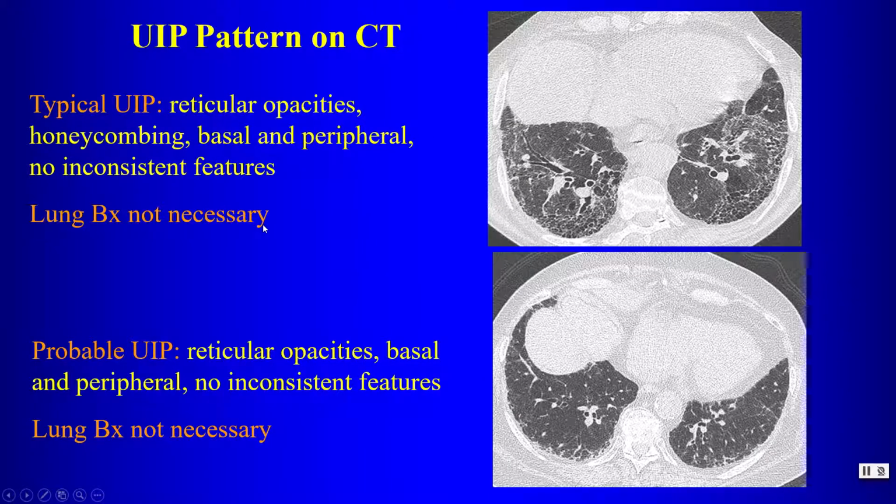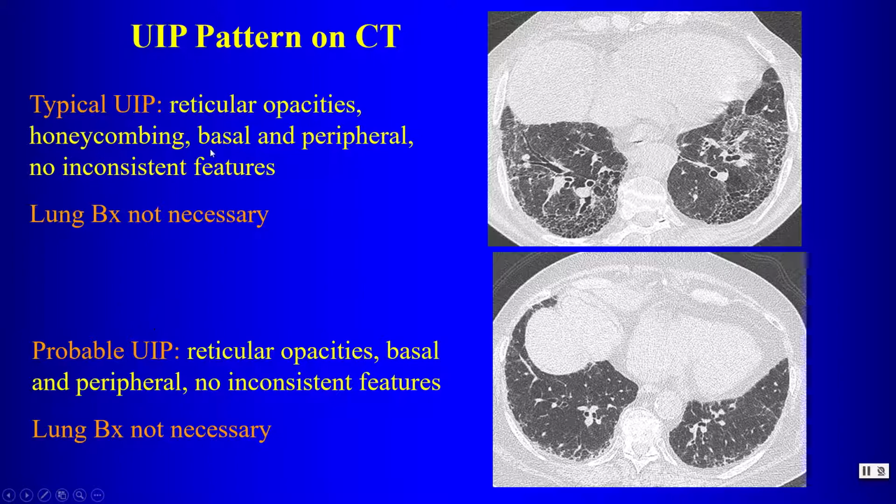So when we're looking at CT scan, we want to decide, do we think this is typical or probable UIP? What makes it typical UIP? For a typical UIP pattern, we look for reticular opacities, honeycombing, basal and peripheral distribution of disease, and no features that are inconsistent with UIP. So here we have a peripheral reticular pattern. We have peripheral honeycombing here. It's basal and peripheral in distribution. There are no other features here that are inconsistent with UIP, so this is a typical UIP pattern.